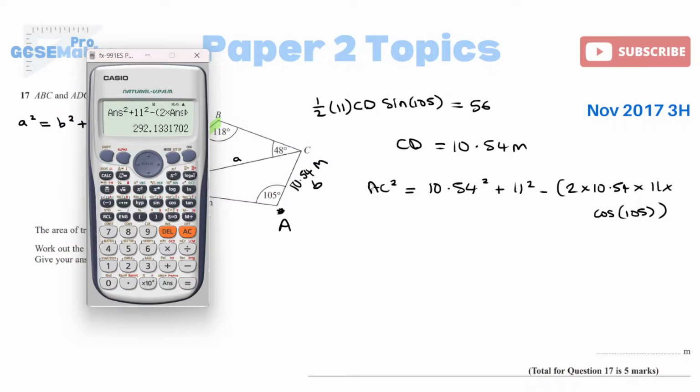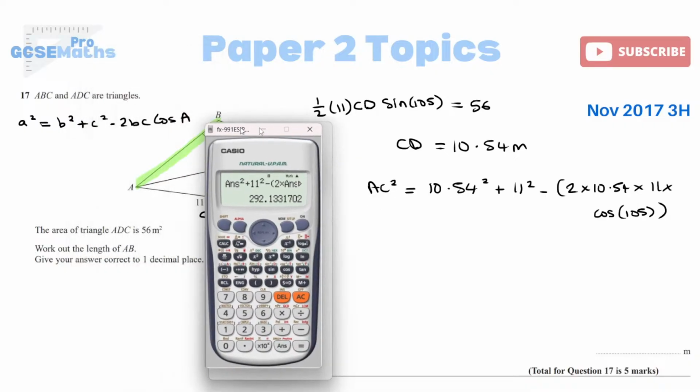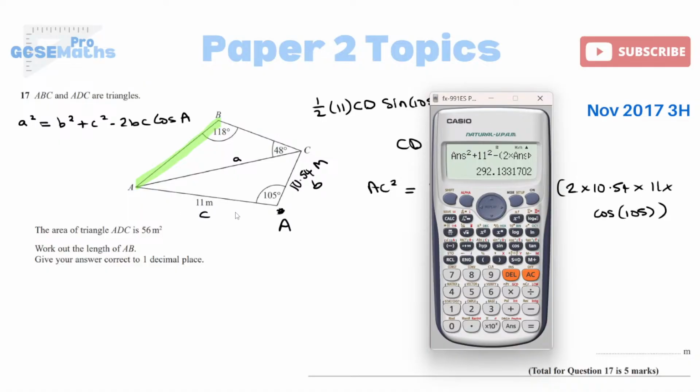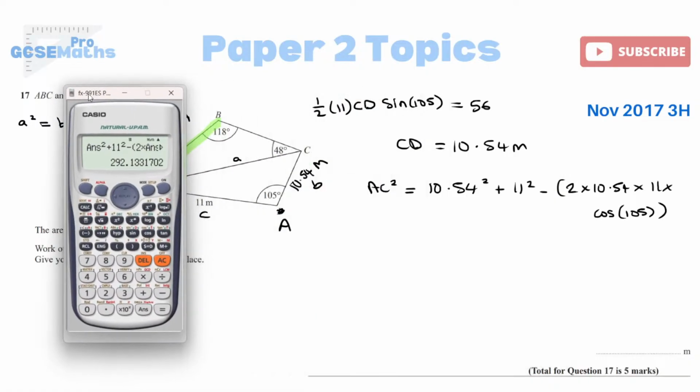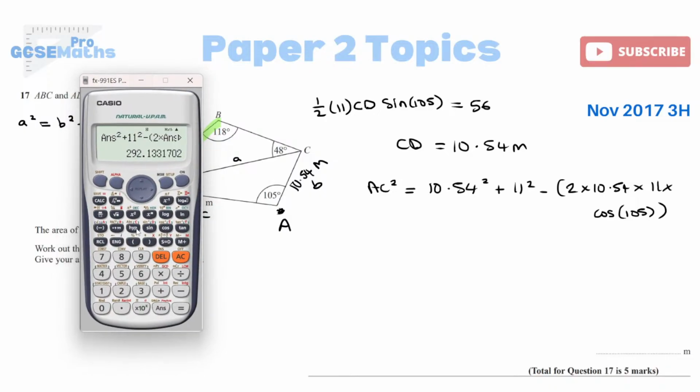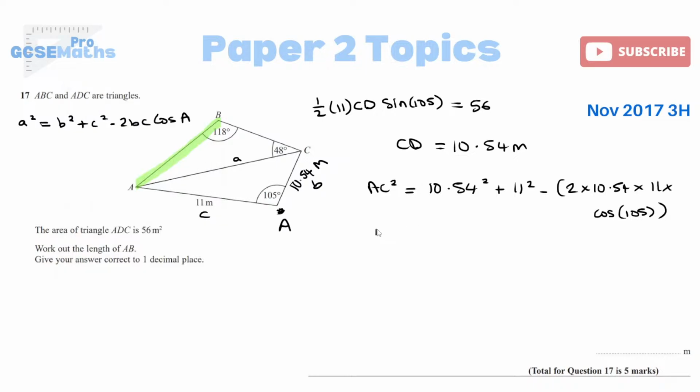Now do remember though, this is AC squared. You can see it doesn't really make sense. If you look at all the sides, you've got 11 meters, 10 meters. It's not going to be 292 meters. So don't forget to square root it, and just copy your answer again. So AC is about 17.09. Again, I'll keep my decimals in the calculator, but just write down a couple. So now I know this one.